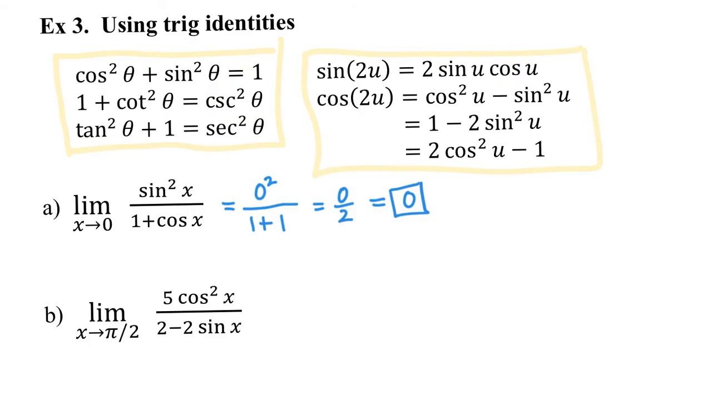If I were to plug in pi over 2 in direct substitution, the cosine of pi over 2 is 0 squared, 0 times 5, 0. Okay, the sine of pi over 2 is 1. So 2 minus 2 times 1 is 0. So this one is going to be indeterminate. So I'm going to have to work with this.